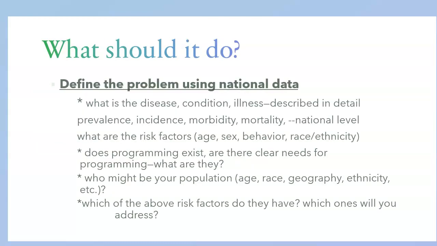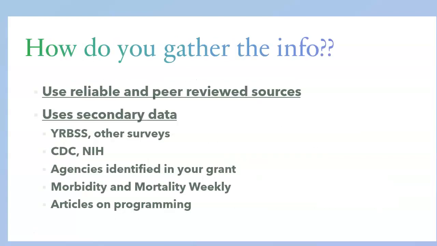So you define the problem, you'll tell what is the disease, condition, illness. If you find this, you might find a program that exists, or you might find information that shows there's clear need. You might find information about your population by age, race, geography, ethnicity, etc. There's lots of ways to categorize people. And you have to look at which risk factors your population has and which ones you will address. And we started working on this from the logic model, just to go back a little bit.